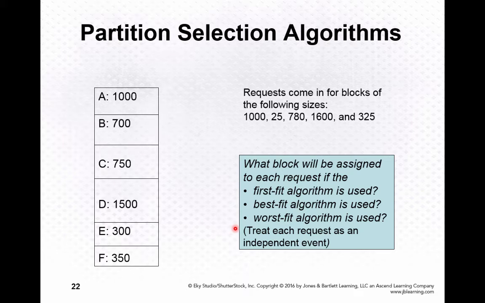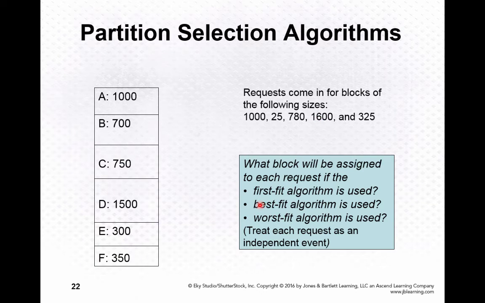Except I didn't read the question properly, so here's a little moral to this story. If you ever get a question like this on the exam, make sure you read the whole question and go back and reread it. You're supposed to treat each request as an independent event. So in the first fit algorithm, these would all go to A, except for this one would go to nowhere.